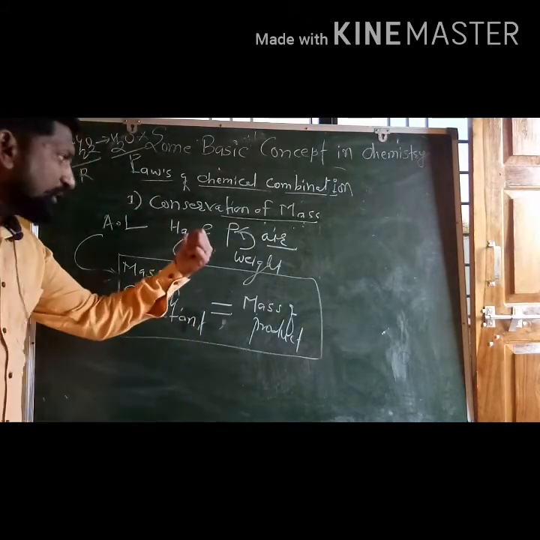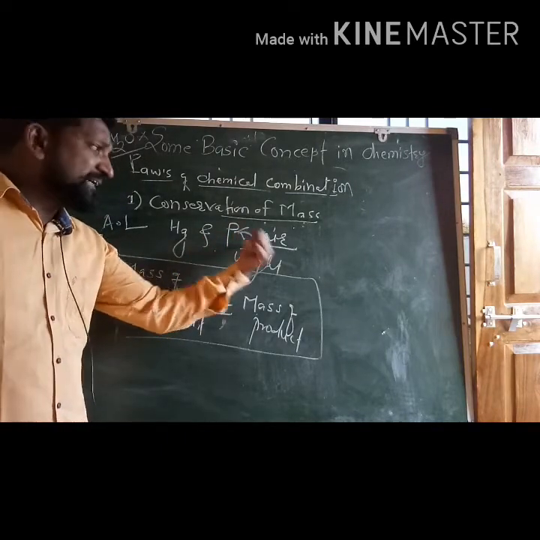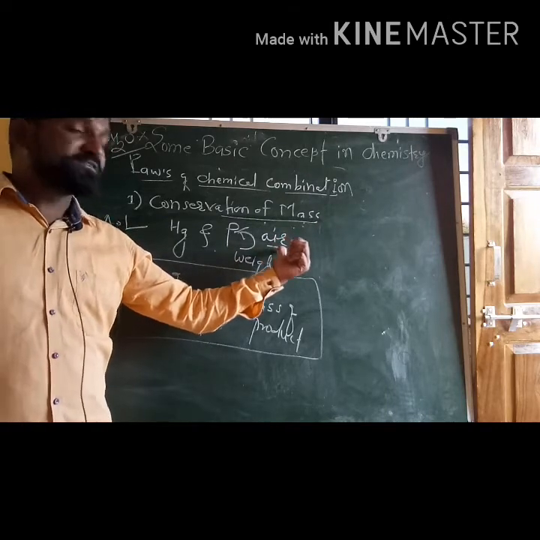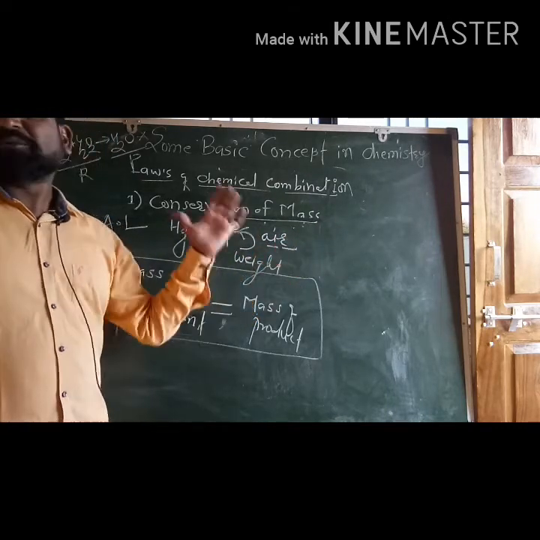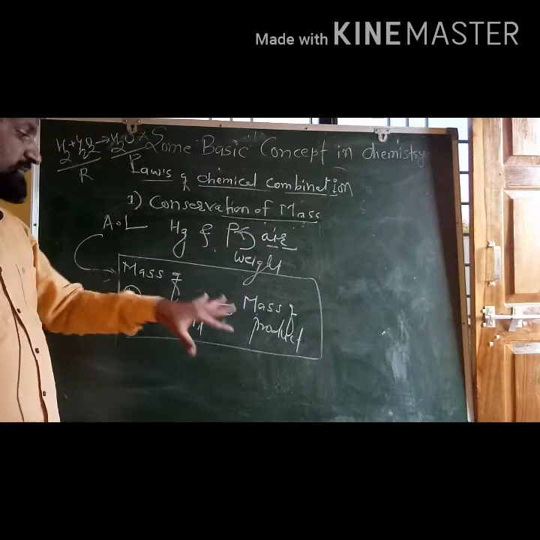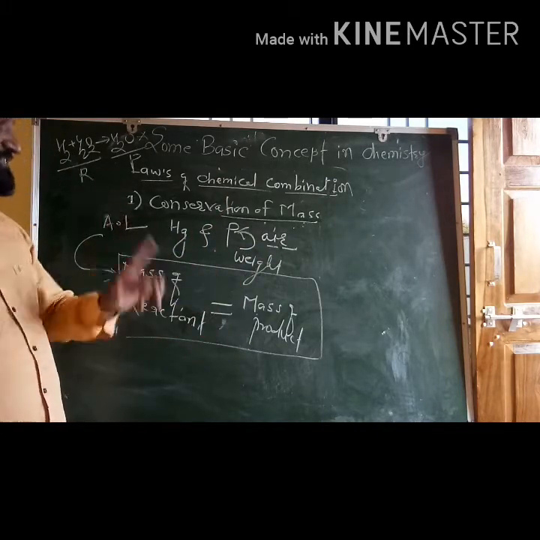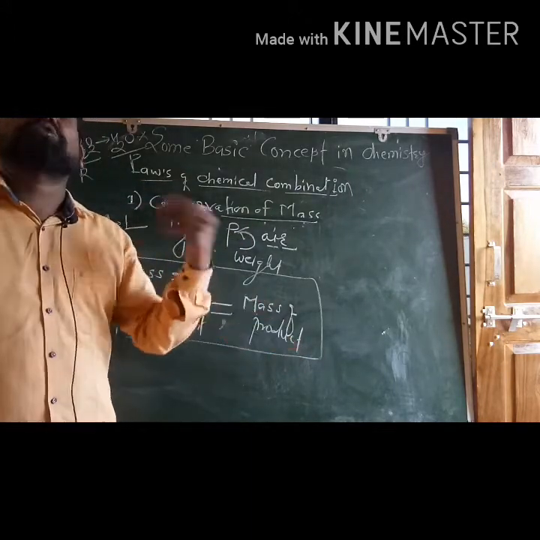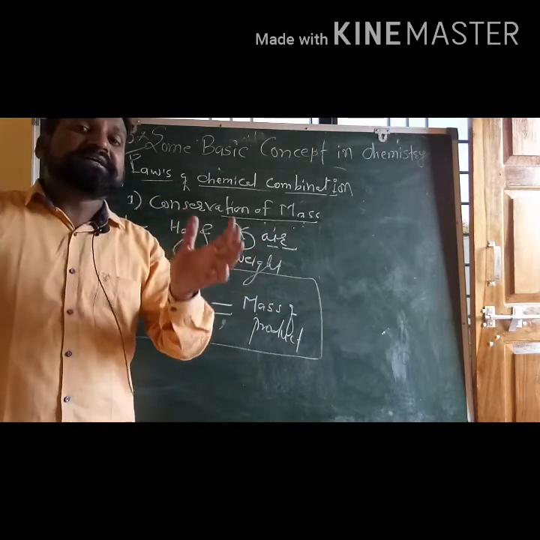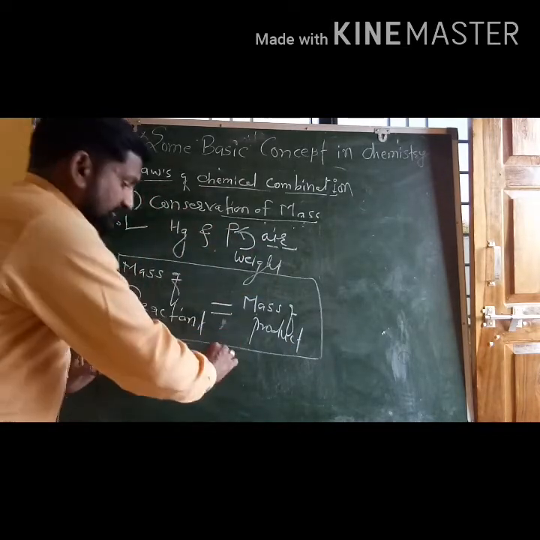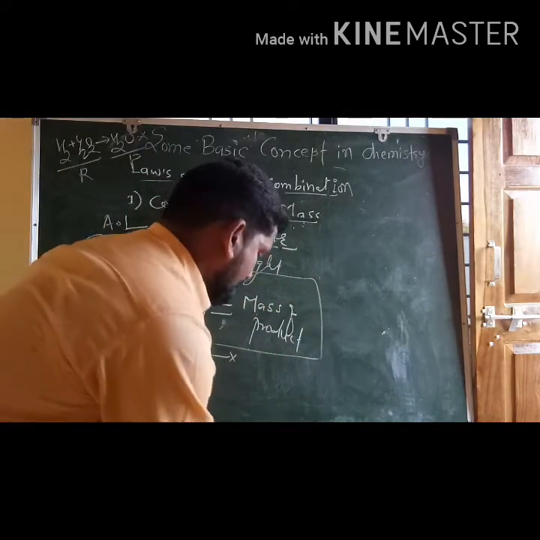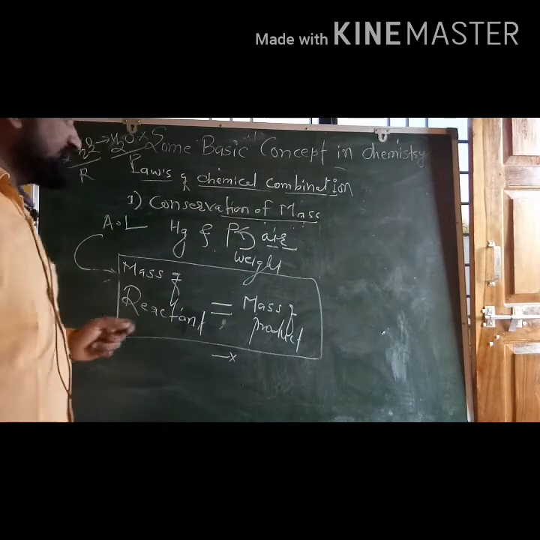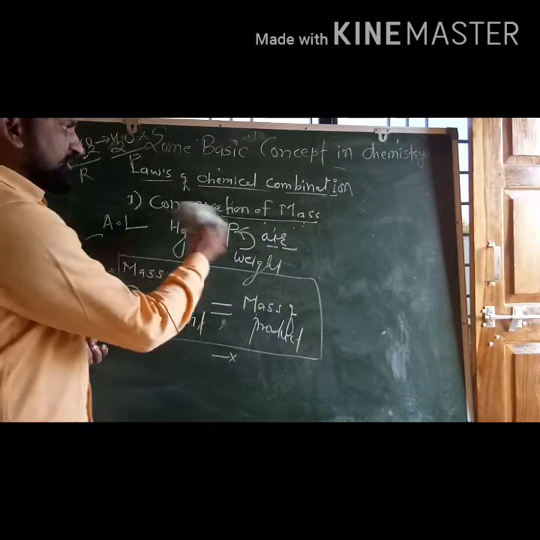See here, whatever mass phosphorus gained, that same mass was lost by the air, because air was an important component of that reaction. So mass can neither be created nor be destroyed. This is called conservation of mass. Conservation means it is conserved, neither created nor destroyed. Isn't it? So this is the law of conservation of mass.